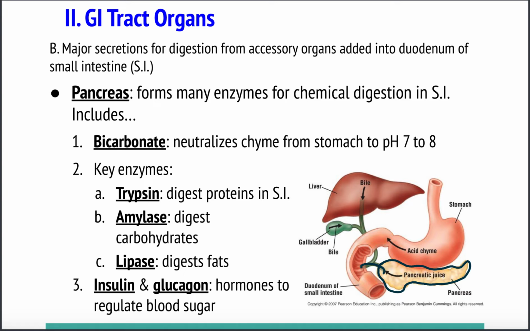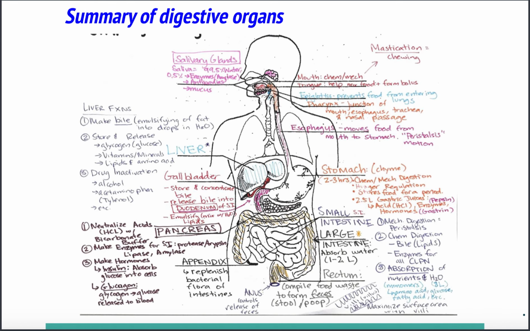In addition to that, your pancreas also produces hormones called insulin and glucagon that regulate the blood sugar levels. So you may know of insulin. If you're diabetic, you have a hard time controlling your blood sugar, and oftentimes one of the reasons is because your insulin isn't working the way it should.